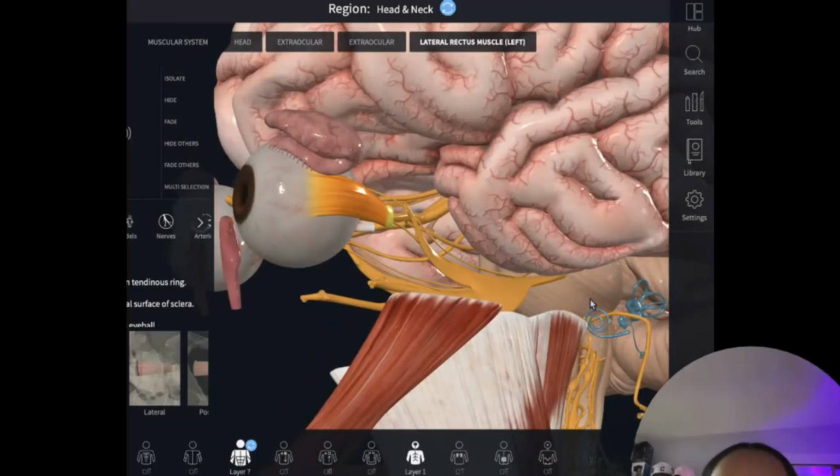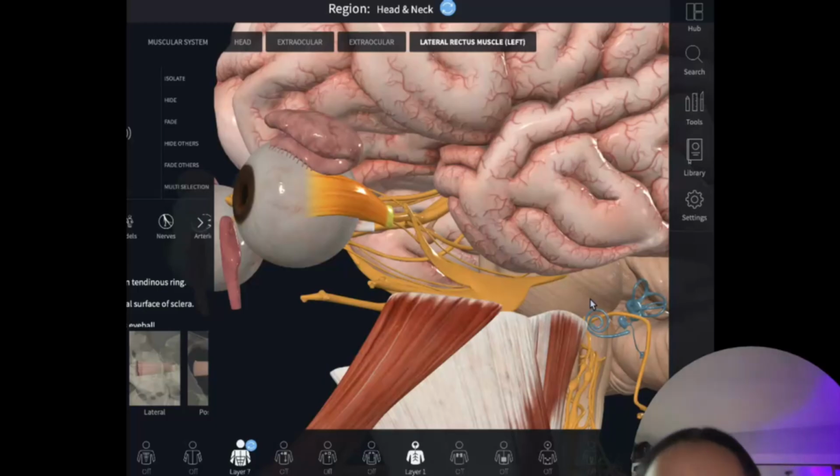The origin for this is a common tendinous ring. The insertion is the lateral surface of the sclera. The action for this is that it abducts the eyeball, so it moves the eye outward, like if you're side-eyeing somebody, looking sideways. A common occupation that uses this muscle a lot is driving. If you're checking your blind spots or your side mirrors, this is the muscle that helps you do that.